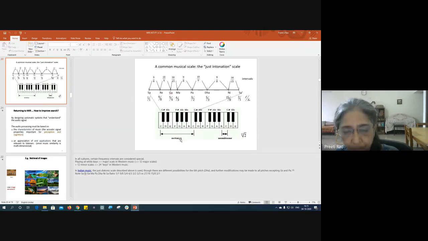Of course, there are small variations. For example, in Indian music, we have a slightly different scale, just intonation, where the ratio is a little more finely tuned. It's not just the 12th root of 2, but the nearest small integer ratio to that. But the point I'm trying to make is that yes, there's a relationship. It's roughly logarithmic, and there are discrete pitches that can be described in this manner.